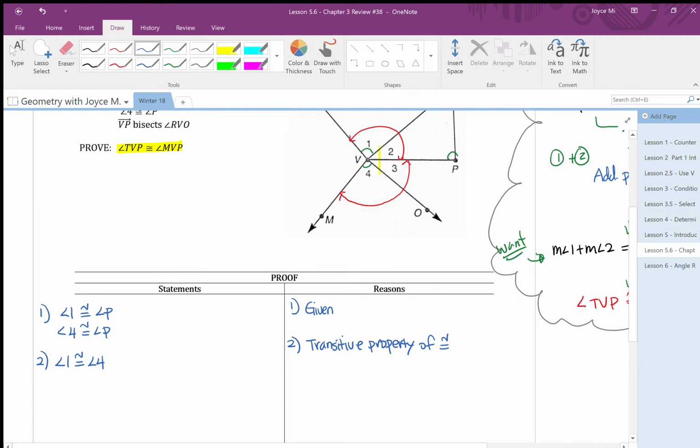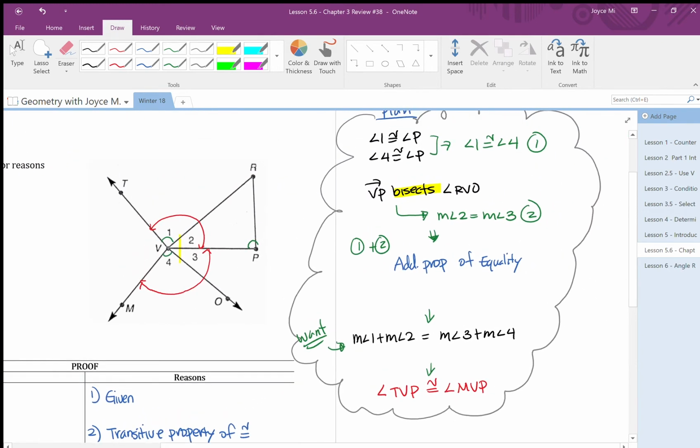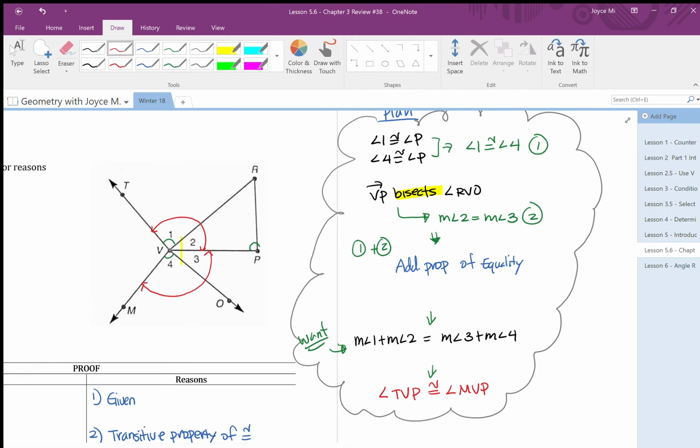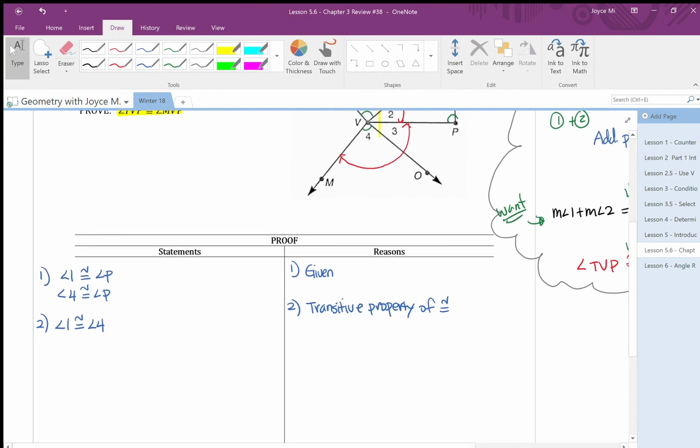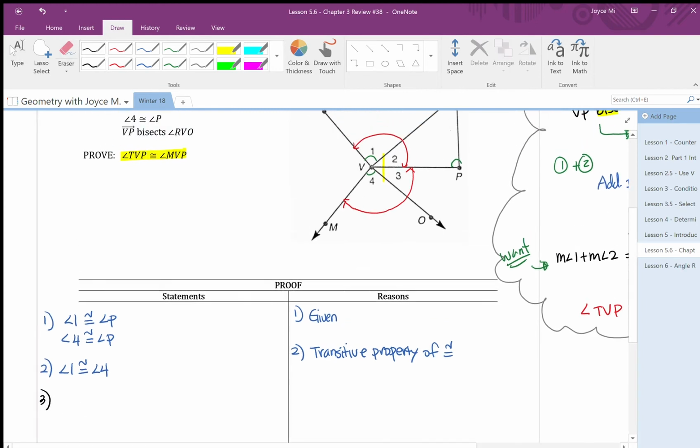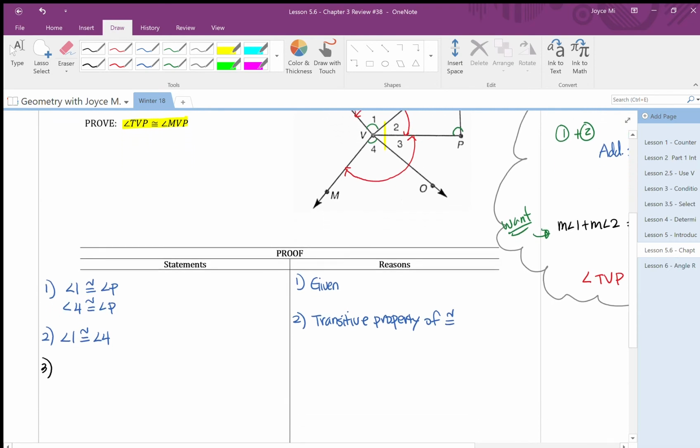Now again, when I do my proof here, I always want to look at what's in my plan. In my plan here, I have 1 congruent to 4. Well, I have the first piece that I needed. Now the next piece is to make angle 2 congruent to angle 3. So let me use the bisect piece. So number 3. Let me write in the same size. Number 3, I have VP bisects angle RVO.